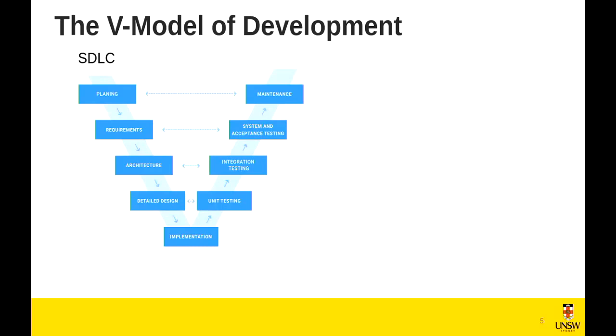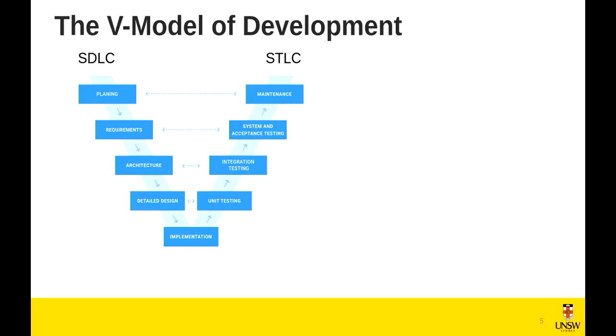And on the right-hand side of the V model is the software testing life cycle. So as you can see, in each of the development stages, we do have a corresponding testing stage. And this is how we determine different levels of testing.